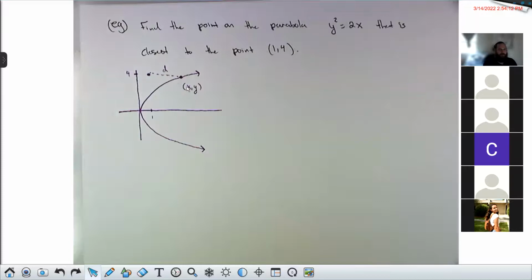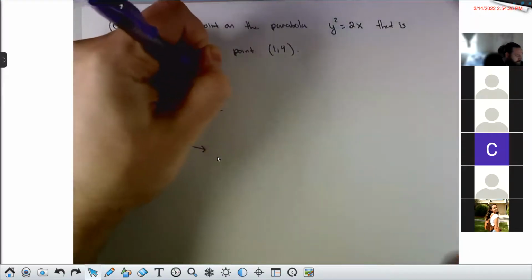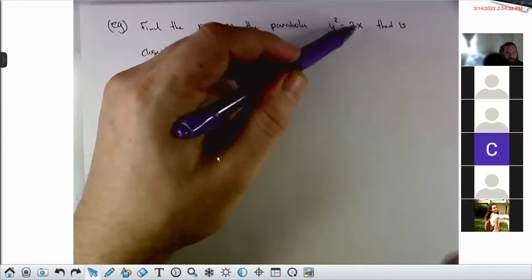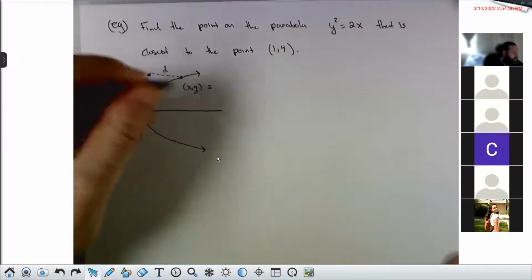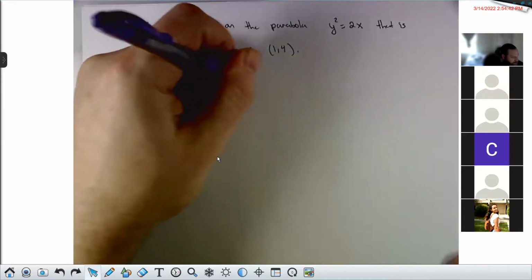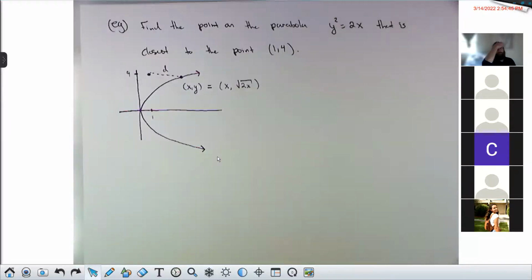And I can think of this point on the parabola two different ways. If I solve this for y, first observe that whatever this closest point is, it's coming from up here. It's not coming from down here. So if I solve this equation for y, I get y equals plus or minus the square root of 2x. And since I'm looking in quadrant 1 here, that would just be the square root of 2x. All right, so x, y, but y squared is 2x. So y is the square root of 2x.